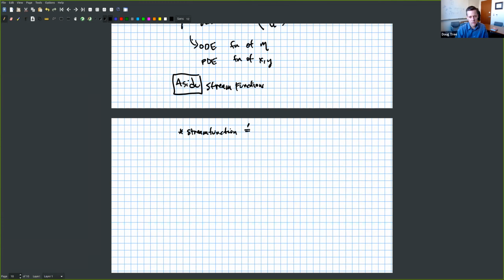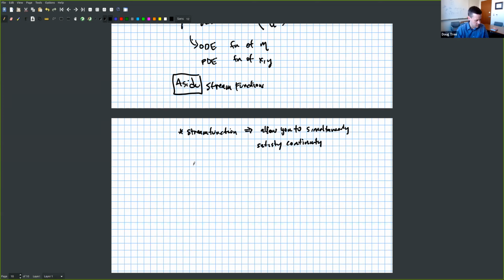Okay, and when you wrote something in terms of a stream function, that would allow you to simultaneously satisfy continuity. So basically, if we write our variables in a certain way, they'll automatically satisfy continuity.